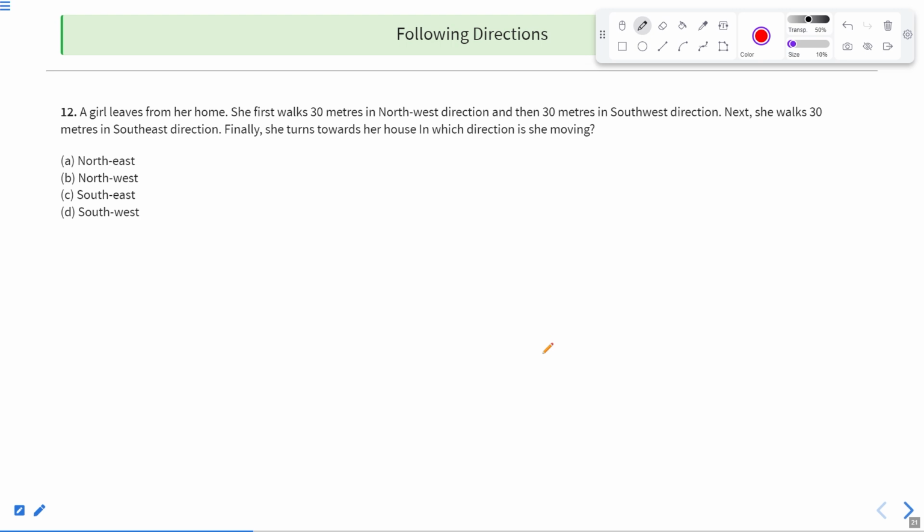A girl leaves from her home. She walks 30 meters in northwest direction, then 30 meters in southwest direction. Next, she walks 30 meters in southeast direction. So, the girl leaves her house northwest.